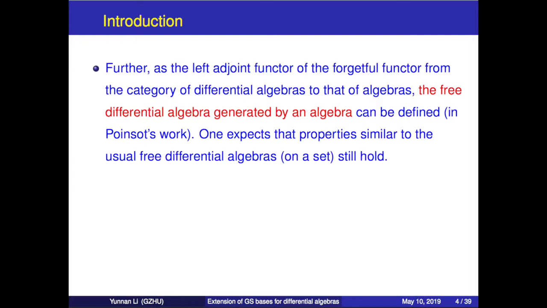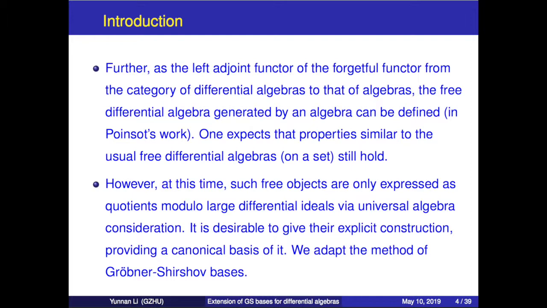Further, as the left adjoint functor of the forgetful functor from the category of differential algebras to the category of algebras, the free differential algebra generated by an algebra can be defined. We expect the properties similar to the usual differential algebras over sets still hold. However, at this time, such free objects are only expressed as a quotient modulo a large differential ideal via universal algebra considerations. So it is desirable to give their explicit construction, giving a canonical basis of it.